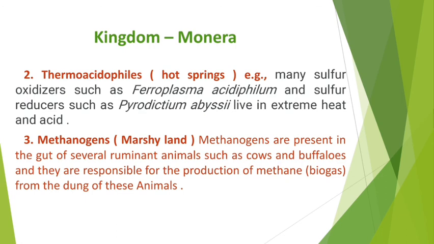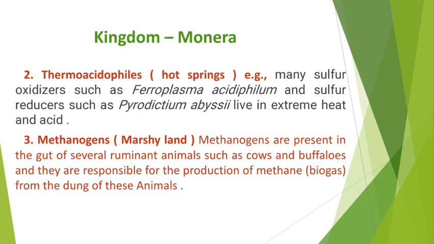So my dear students, today we have learned about kingdom Monera. Kingdom Monera is classified into two major groups. Number one is Archaebacteria, number two is Eubacteria. Today we have learned about Archaebacteria. Archaebacteria can survive in extreme conditions, very high temperature, high acidic condition, high saline condition. On the basis of that, we have seen that Archaebacteria are of three types.